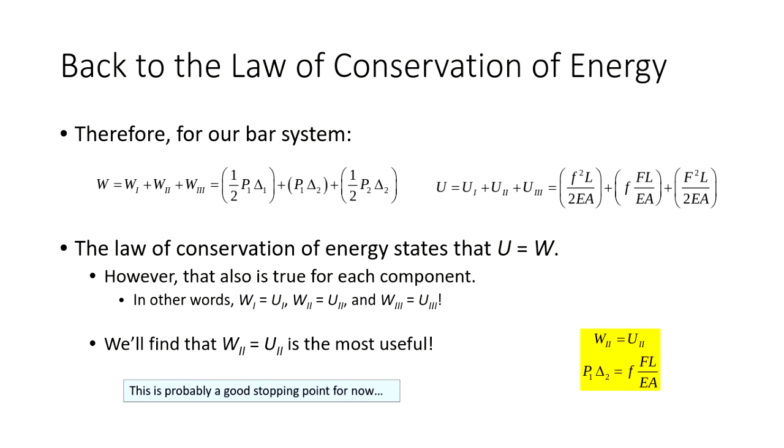Okay. So I want to write this out. Just bear with me on here. So we have U2 equals F little f L over EA. And then we have W2 equals P1 delta 2. Now, that just seems like a bunch of symbols, but there's real magic going on here.